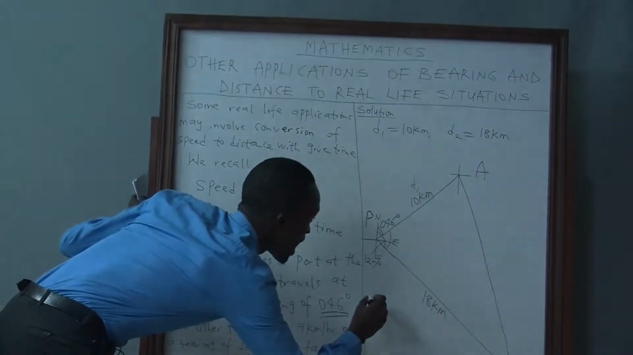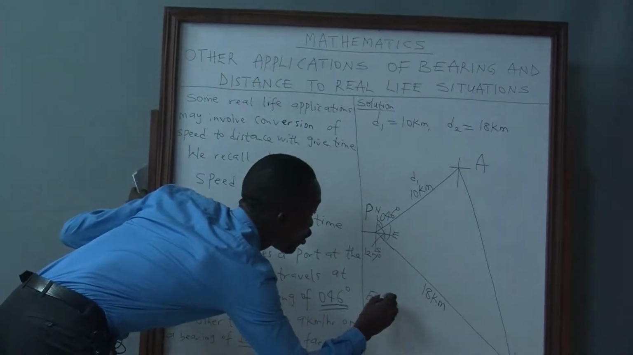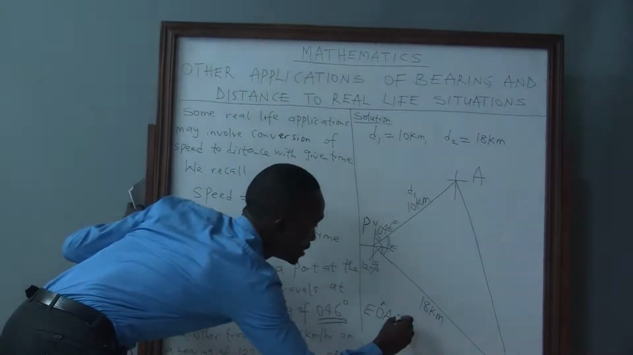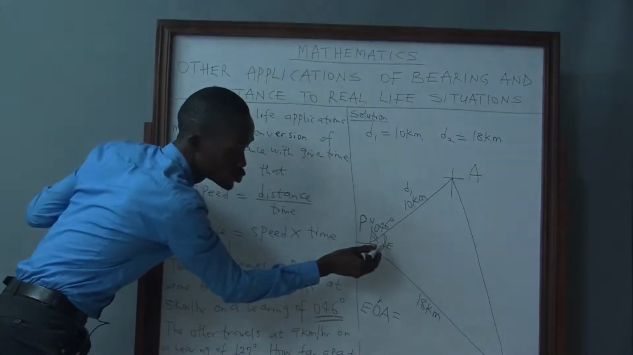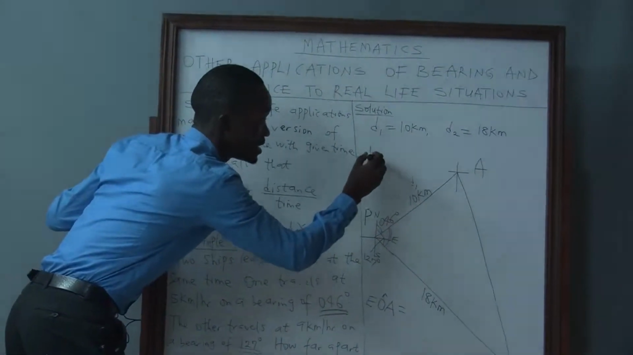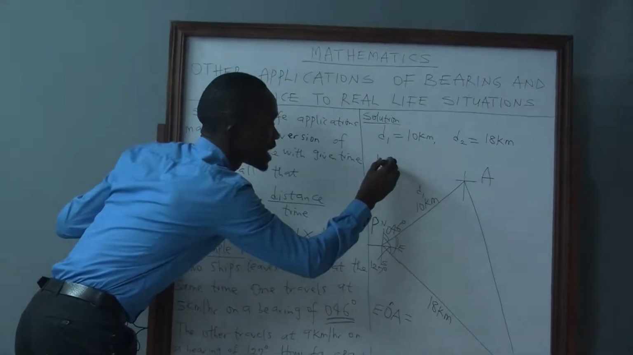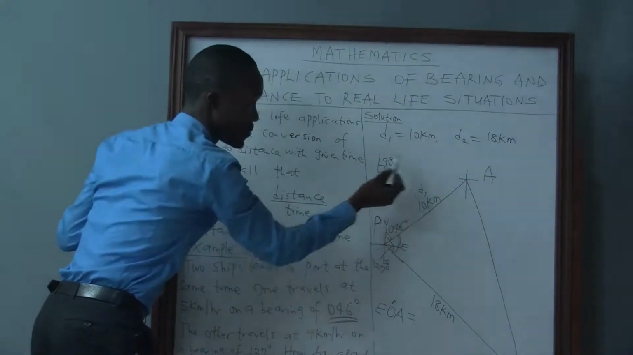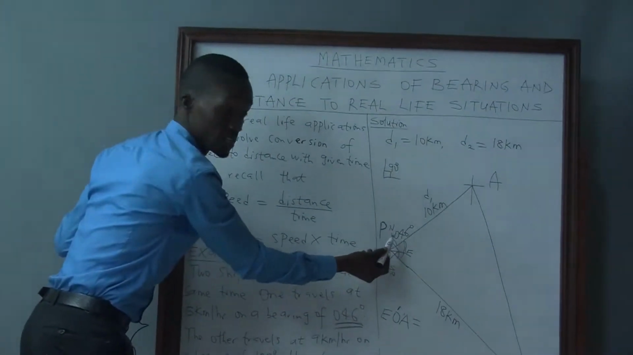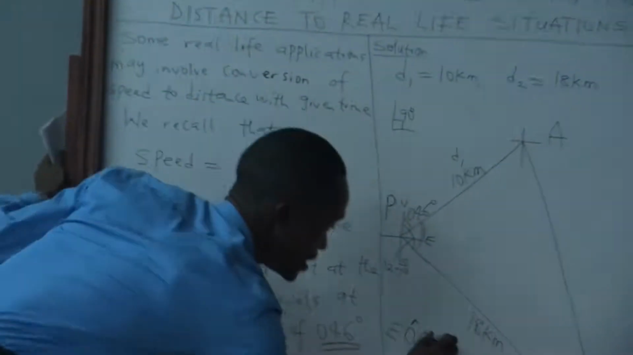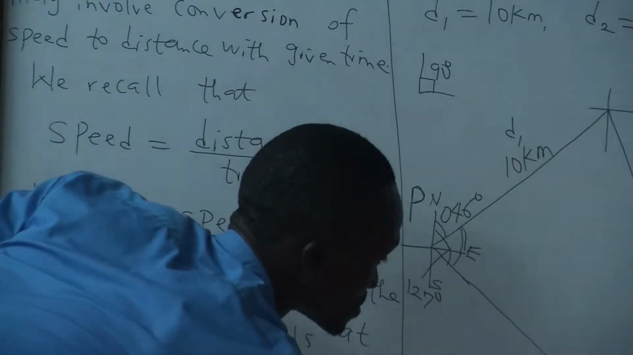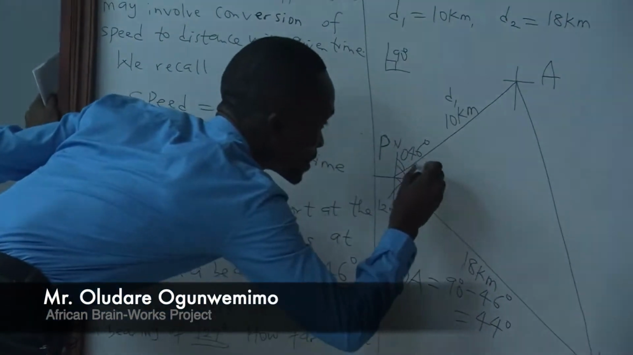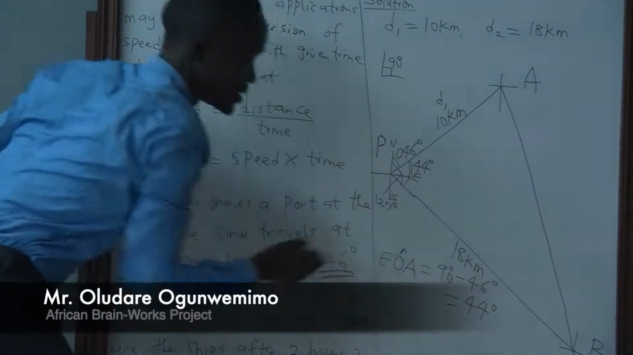From here, I have angle EOA. That is this angle A. Angle EOA, we know that from this north pole to this east pole, what we have there is right angle, which is 90 degree. But we've taken a part of this 90 degree, which is 46 degrees. So the remaining part of that 90 degree will be 90 degree minus 46 degree, which is 44 degree. This place is 44 degree.